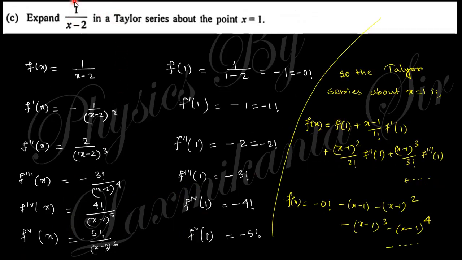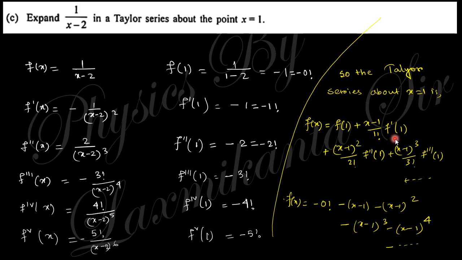Next question says: expand 1 by (x minus 2) in a Taylor series about x equals 1. So this is the function. If you put x equals 1, you will obtain this value. For the first derivative, put x equals 1, this one; second derivative, third derivative, corresponding values. So the Taylor series about x equals 1 is this formula: f(x) equals f(1) plus (x minus 1) by 1 factorial f prime of 1.